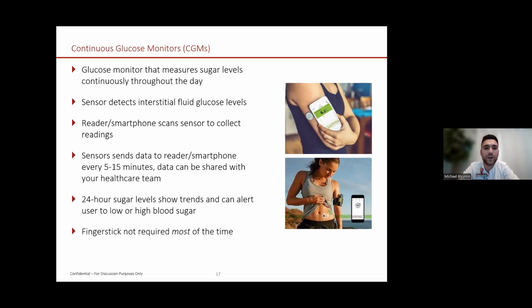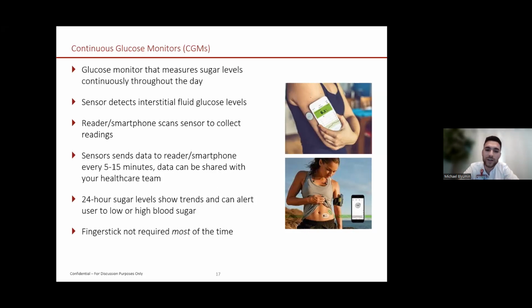So, what are these CGMs, or continuous glucose monitors? These are glucose monitors that measure your sugar levels continuously throughout the day, as the name suggests. They use a sensor which detects interstitial fluid glucose, so a little bit different than blood glucose, and we'll go over what the few differences between those two numbers are. It uses a reader like a regular glucometer would, but you can also substitute the reader for just your regular smartphone, iPhone, or Android to scan the sensor and collect those readings.